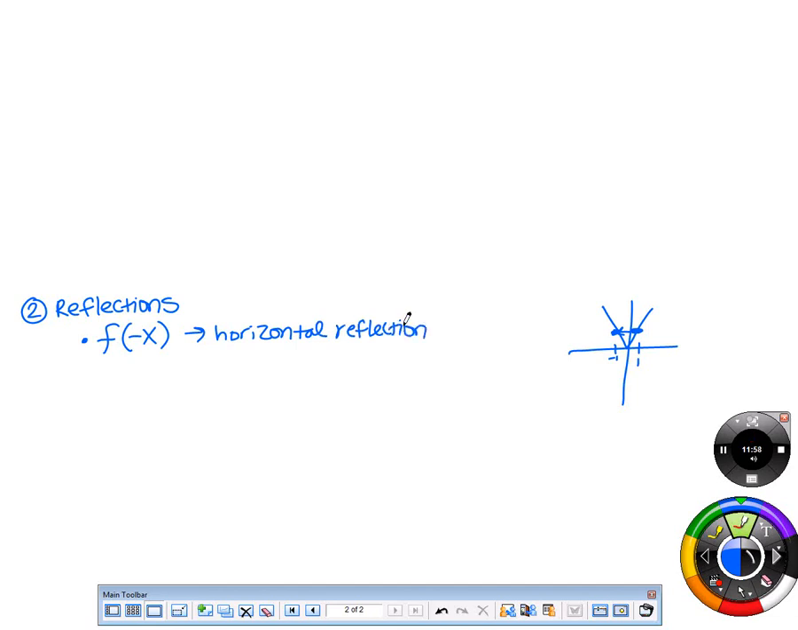And remember, that means that what was on the left will now be on the right, and what's on the right will now be on the left, okay? Flipping things over that way.